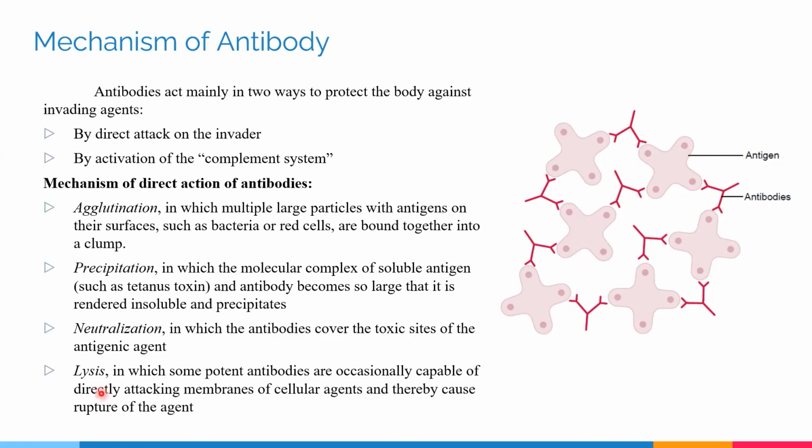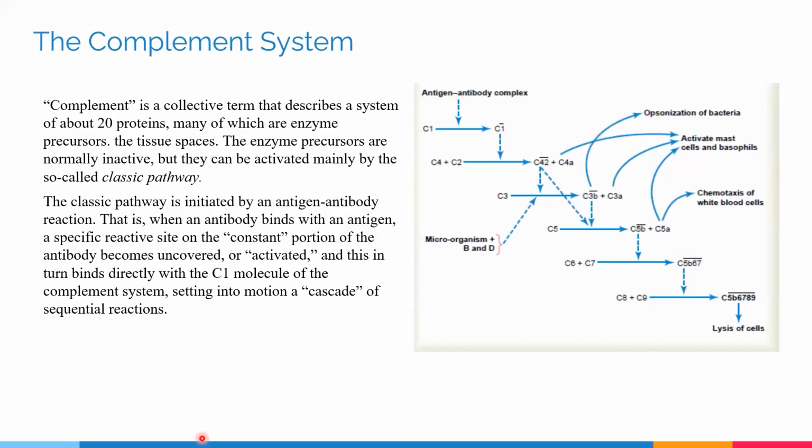Finally, lysis. Some potent antibodies are capable of directly attacking the membranes of the cellular agents and cause rupture of the particular foreign cell, destroying it. This was the mechanism of direct action of antibodies. Next, we move on to the complement system. So what is a complement system?